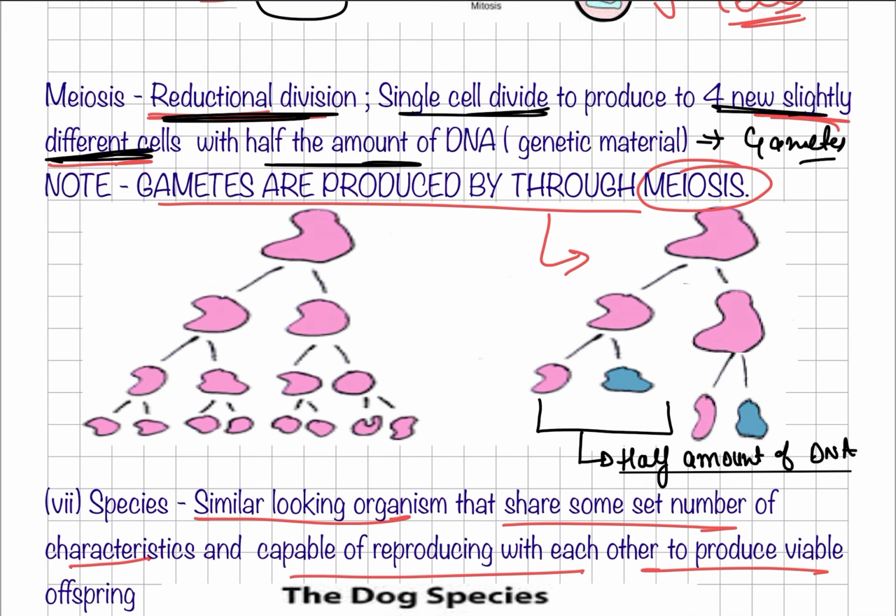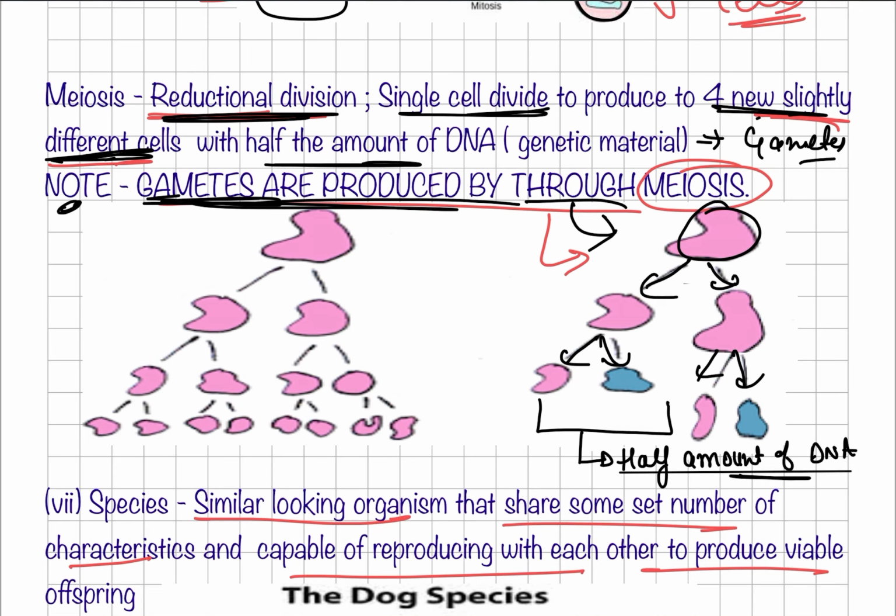A cell divides into two cells and then into four, in total four different cells with half the amount of DNA, and slight differences also come in this process because of genetic recombination, linkage, or crossing over. Whereas mitosis is a simple process, an equational division, where one cell divides into two identical cells.